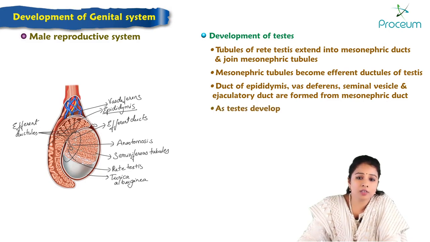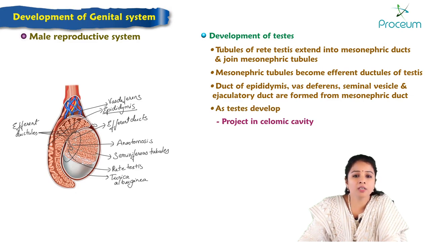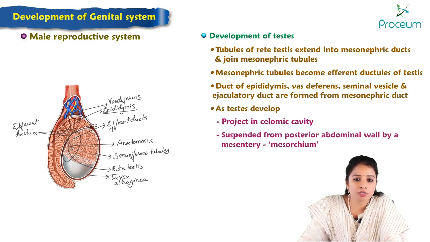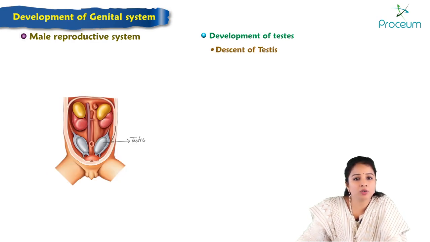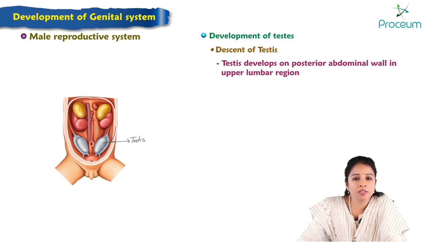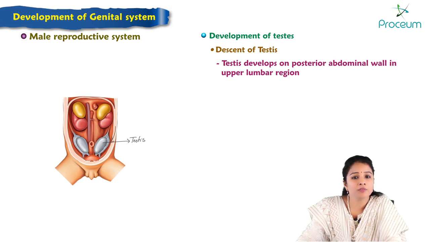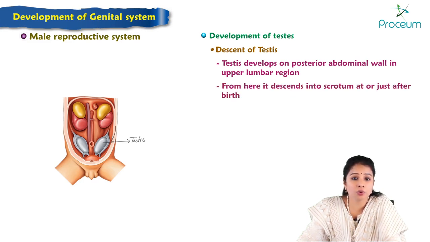So as the testis develops, it projects into the coelomic cavity and is suspended from the posterior abdominal wall by a mesentery called the mesorchium. Let us discuss the descent of testis. So the testis develops on the posterior abdominal wall in the upper lumbar region. From here, it descends into the scrotum, or it just reaches the scrotum just after birth.